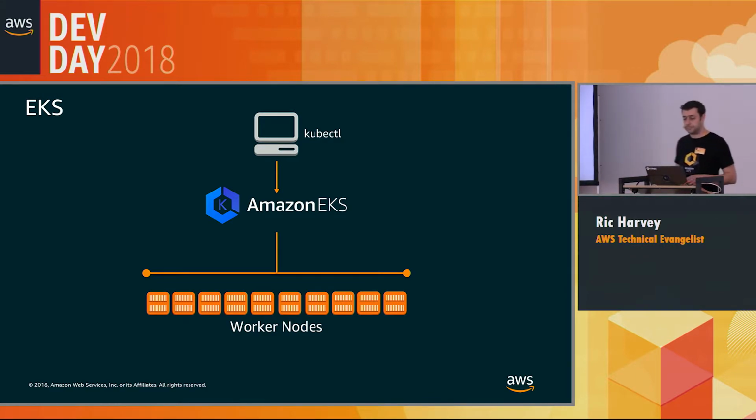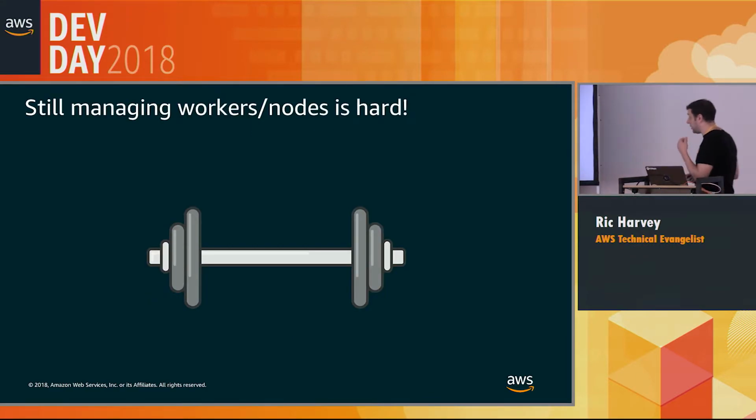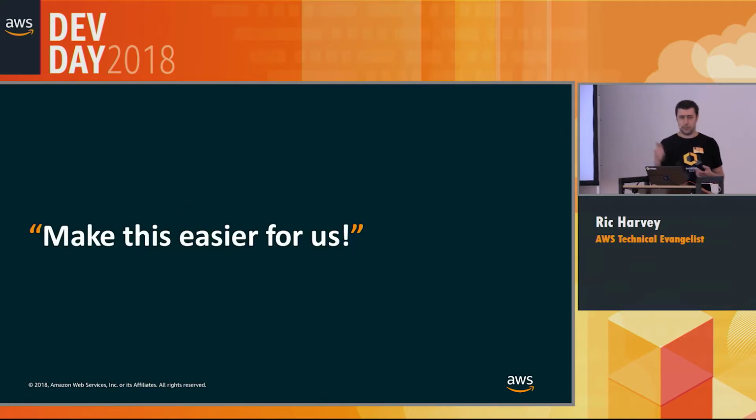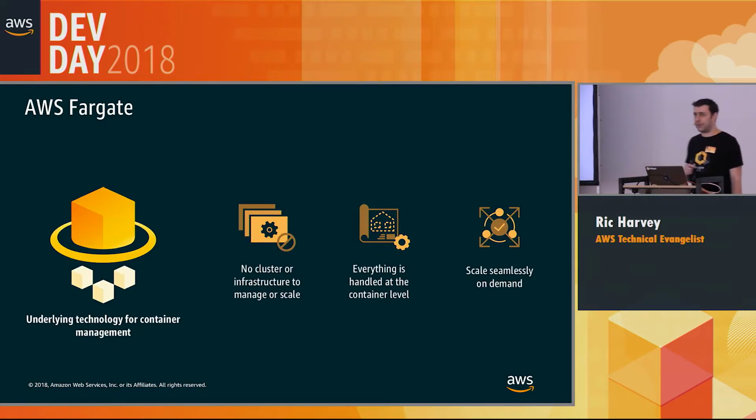So the next thing that people said was, great, you're doing the management control plane for us, but managing these workers and these nodes is still hard work. I've still got to patch the OS, I've still got to patch the agent, I've still got to do a lot of work here. And people were like, yeah, again, can you make this easier for us? I told you this slide was in a lot. So we introduced back in November Fargate.